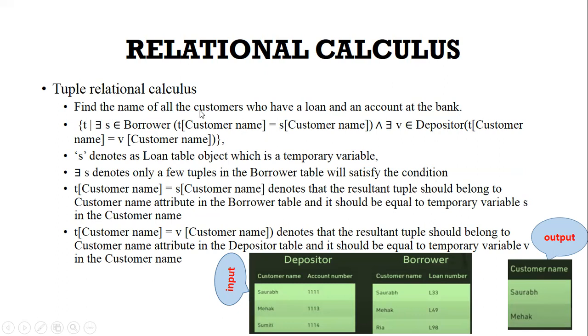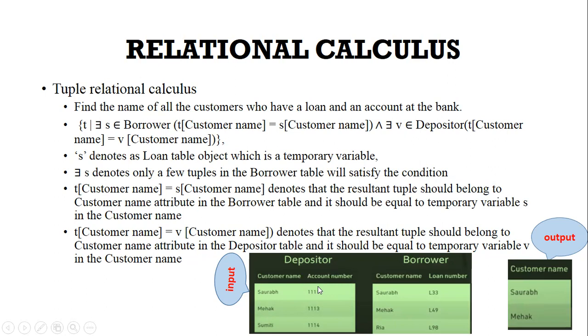Find the name of all the customers who have a loan and an account at the bank. So two conditions are here. One, we have to identify the account holder as well as the loan holder. The meaning is the borrower should have the account also. Okay, common.